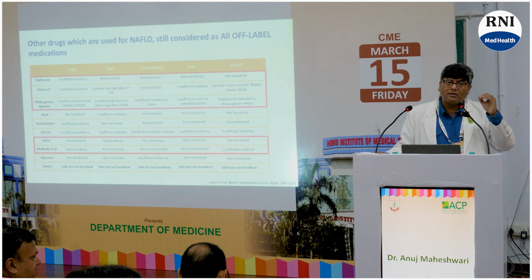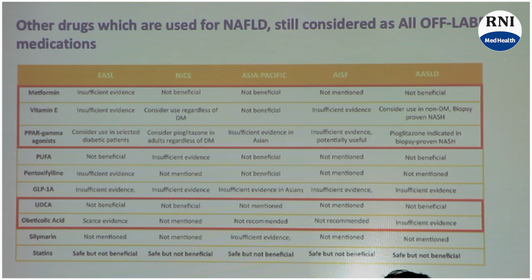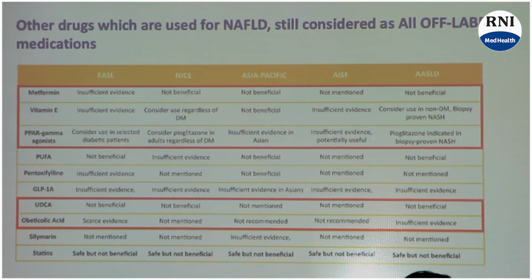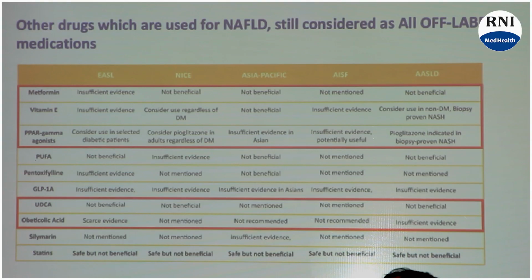The evidence which is maximum available is for the PPAR gamma agonists. So we have two different medications of the PPAR gamma agonist class. One is pioglitazone, which is used for the treatment of type 2 diabetes, and another one is saroglitazar. Saroglitazar has now started to be used for the treatment of type 2 diabetes. Initially, it was introduced in the market strictly for the treatment of hypertriglyceridemia. But this is the only medication which has been given approval by the US FDA for the treatment of NAFLD or NASH.